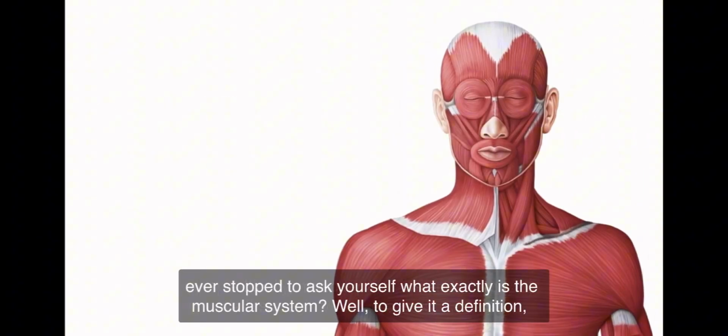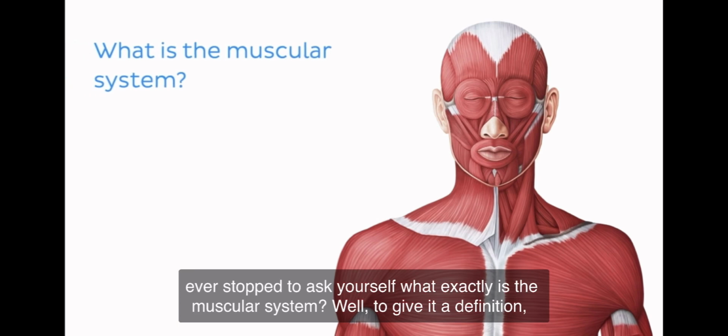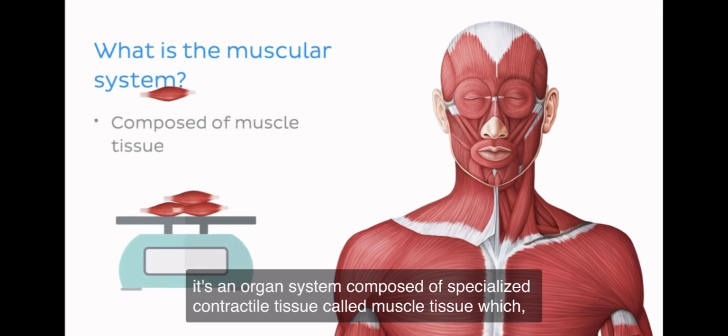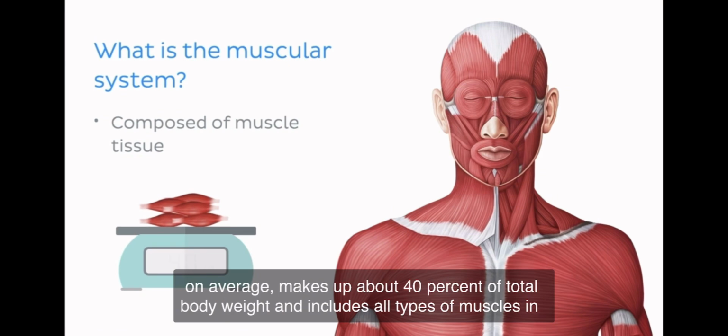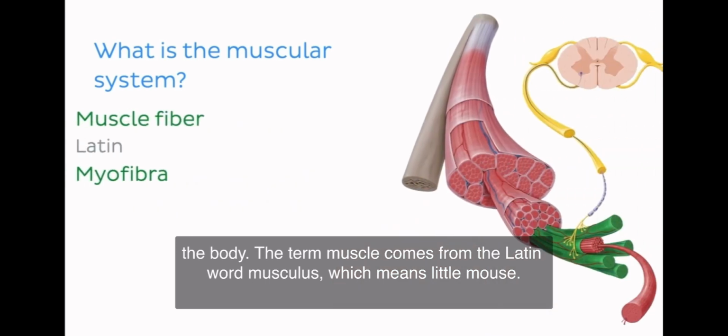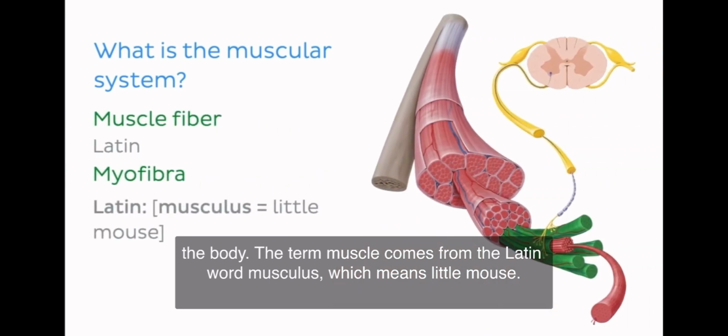Have you ever stopped to ask yourself, what exactly is the muscular system? Well, to give it a definition, it's an organ system composed of specialized contractile tissue called muscle tissue, which on average makes up about 40% of total body weight and includes all types of muscles in the body. The term muscle comes from the Latin word musculus, which means little mouse.